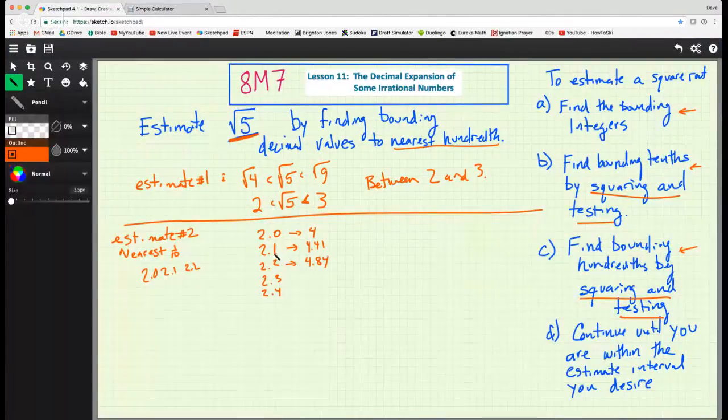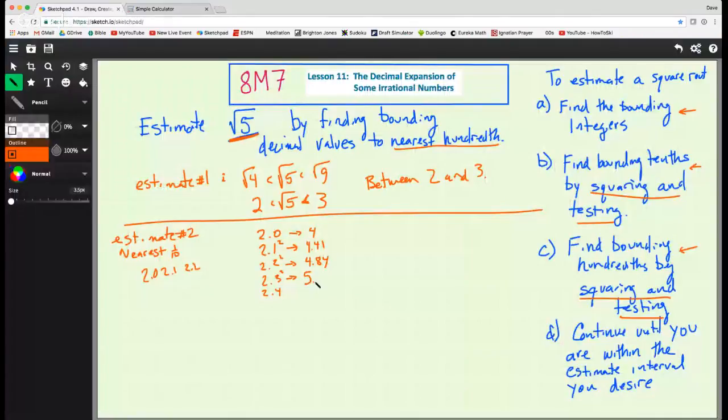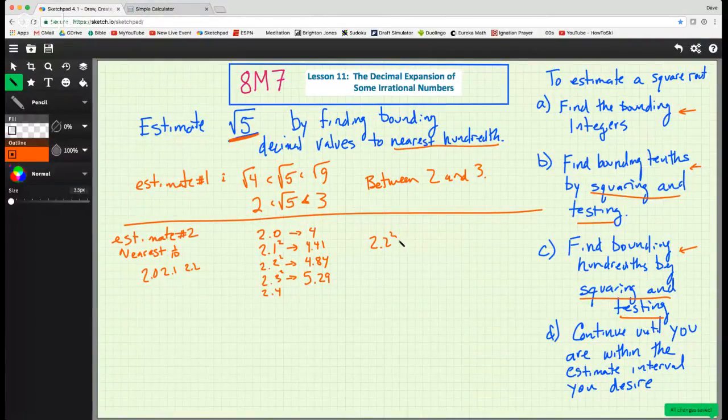So this is 2.1 squared, 2.2 squared, 2.3 squared. Let's see what happens with 2.3 times 2.3. 5.29. So we know that 2.2 squared equals 4.84, and we know that 2.3 squared is equal to 5.29. So the square root of 5 is between here and here.